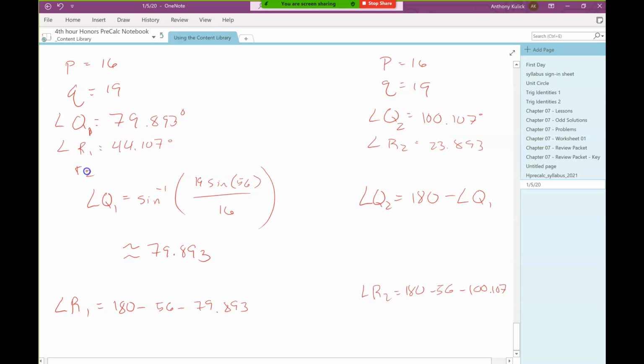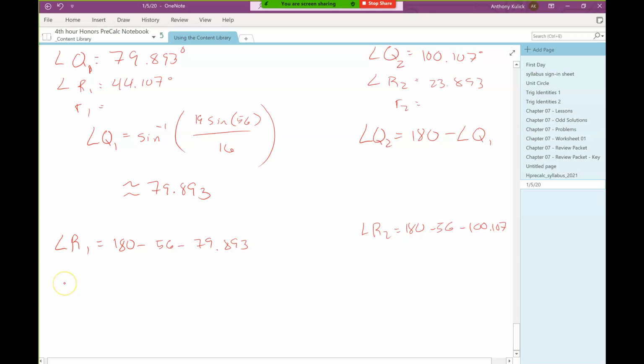And then the last thing we have to do is find side R1 and side R2. So to find side R1, I'm going to just use the law of sines again. So sine 56 over 16, excuse me, equals sine of 79.893 over R.